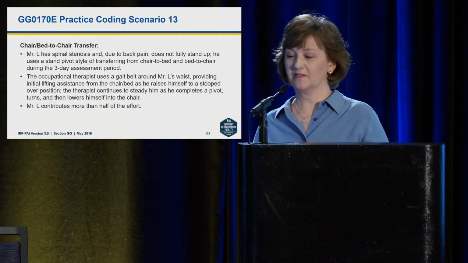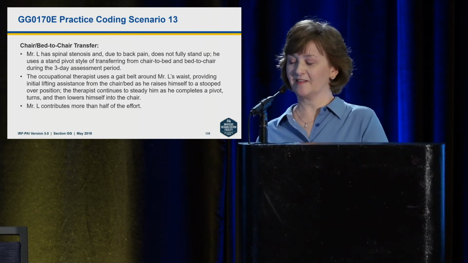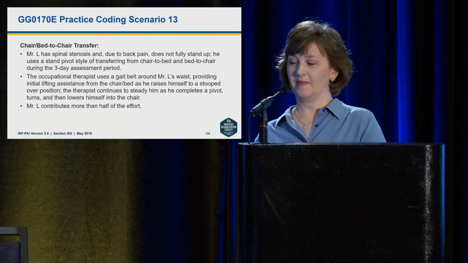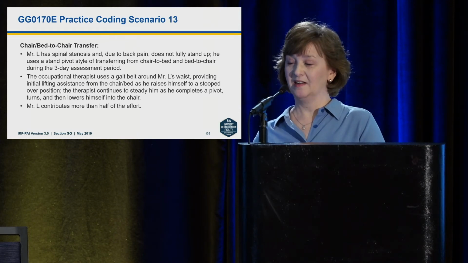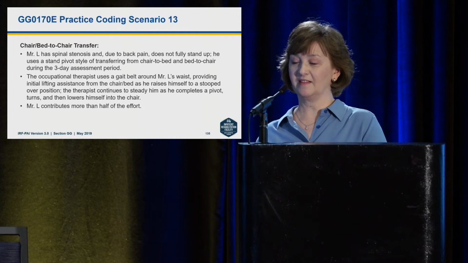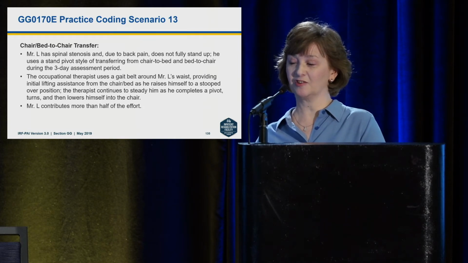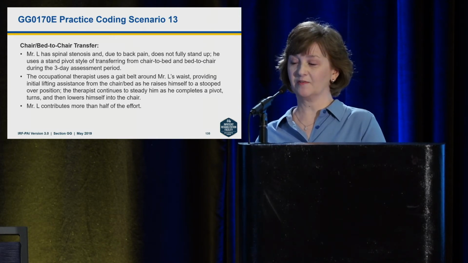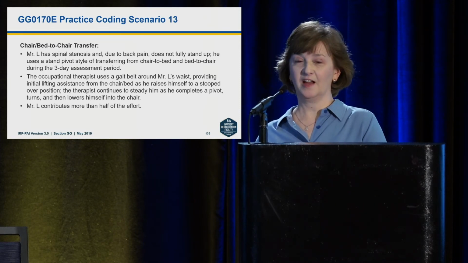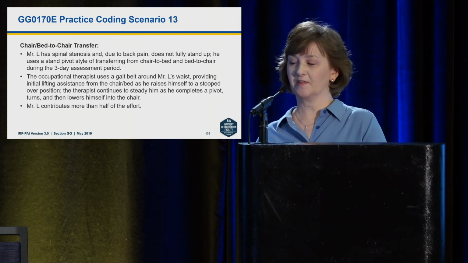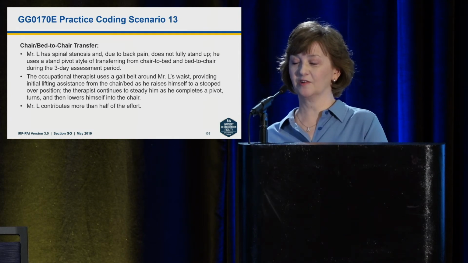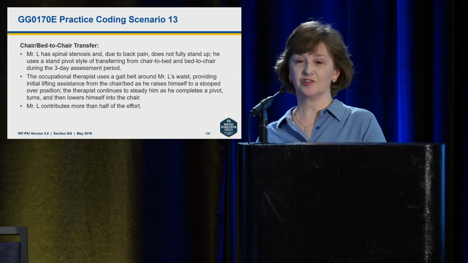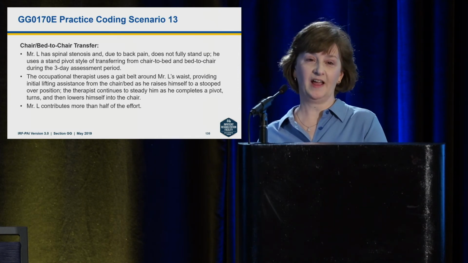We do have another coding scenario here. Mr. L, in this instance, is our patient, and he has spinal stenosis, and due to back pain, does not fully stand up. He uses a stand pivot style transfer from bed to chair and chair to bed during the 3-day assessment period. The occupational therapist uses a gait belt around Mr. L's waist, providing initial lifting assistance from the chair or bed as he raises himself to a stooped over position. The therapist continues to steady him as he completes a pivot, turns, and then lowers himself into the chair. Mr. L contributes more than half of the effort.